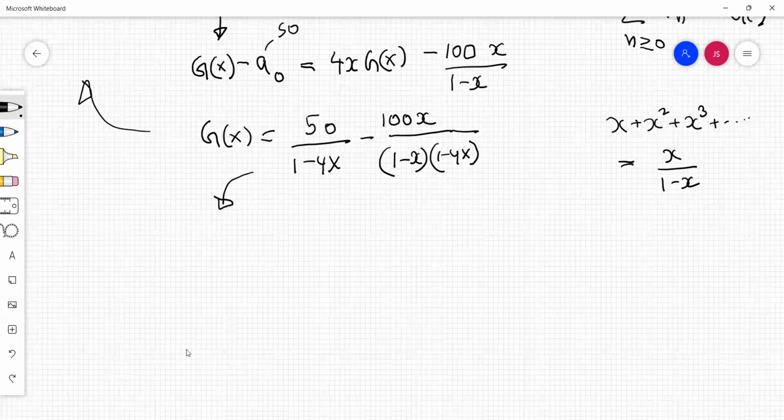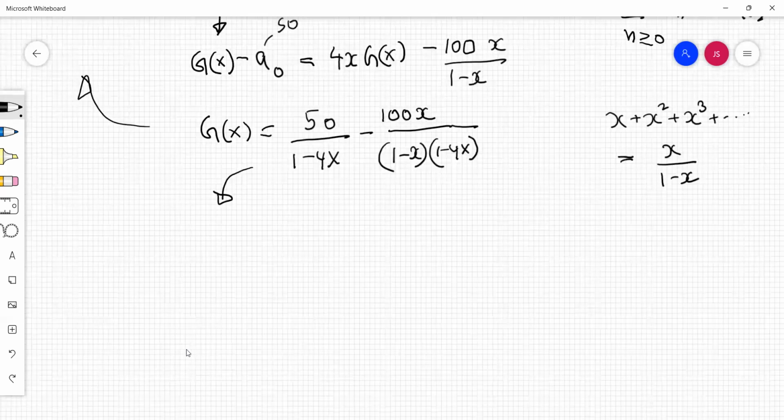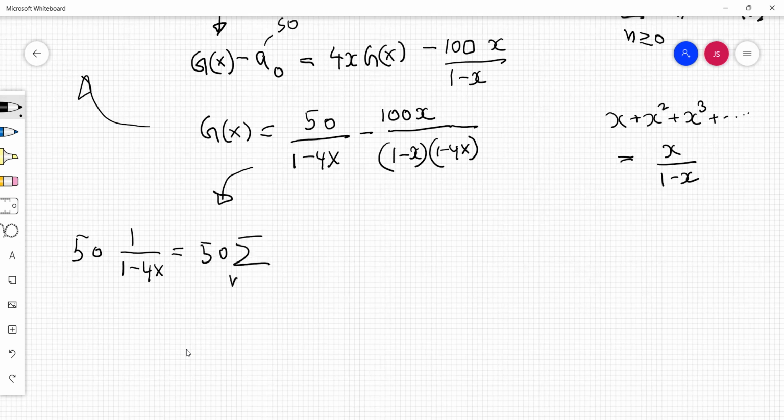So let's see how to expand that one, right? Of course, you can easily expand this one. Can someone tell me what is the generating function for that one? I mean the power series for that one. 50 over 1 minus 4x. Yeah, of course, it is equal to 50 times sigma n greater than or equal to 0, 4x to the power n.